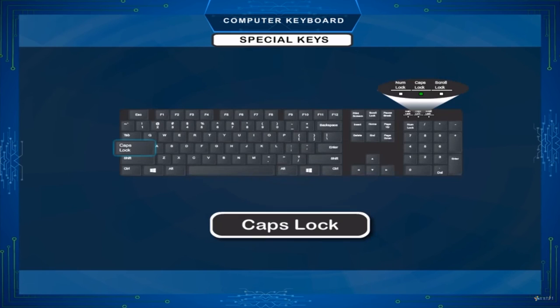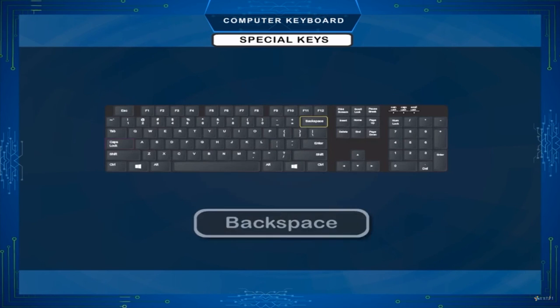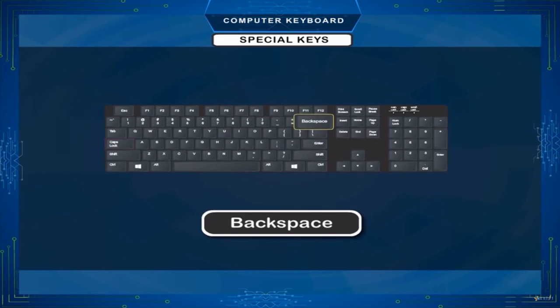Caps lock. This key is used to write in capital letters. When caps lock is on, letters appear in uppercase or capital. When it is off, letters appear in lowercase or small. Delete key. It erases the letter to the right of the cursor. Backspace. It erases the letter to the left of the cursor.